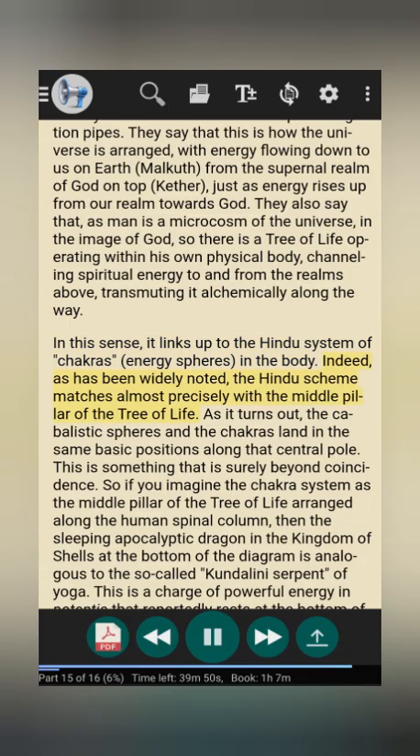Indeed, as has been widely noted, the Hindu scheme matches almost precisely with the middle pillar of the Tree of Life. As it turns out, the Kabbalistic spheres and the chakras land in the same basic positions along that central pole. This is something that is surely beyond coincidence. So if you imagine the chakra system as the middle pillar of the Tree of Life arranged along the human spinal column, then the sleeping apocalyptic dragon in the kingdom of shells at the bottom of the diagram is analogous to the so-called Kundalini serpent of yoga.